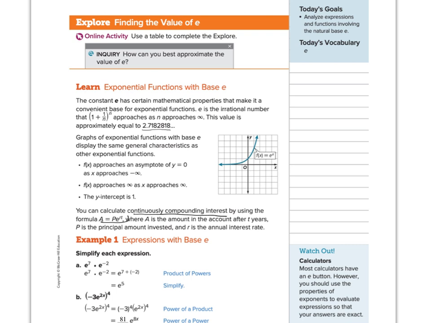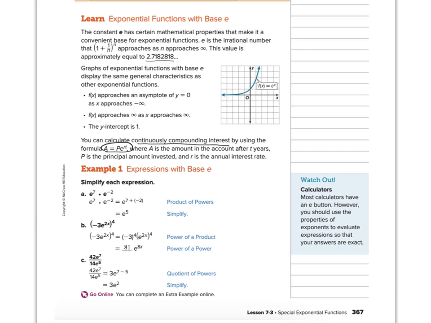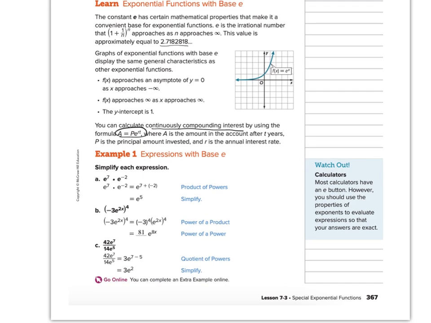So that formula calls for e, and then of course this formula is on our state reference sheet to be able to use it. But we would use this as any other base for an exponent. So my exponent rules still apply. When I have like bases being multiplied together, that means I add the exponents. Same thing that we would have done before.